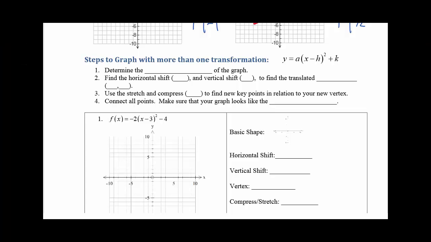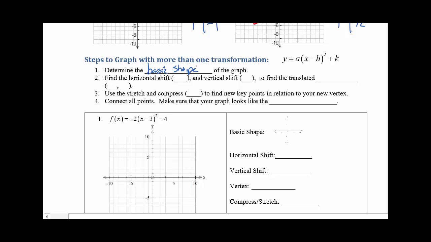So now that we understand the basic components of graphing, we're going to combine these together into multiple graphs and look at some strategies on how to handle that. Step one in dealing with more than one transformation is to first figure out what's the basic shape. What is it? Is it a parabola? Is it a line? Is it a cubic? Square root?